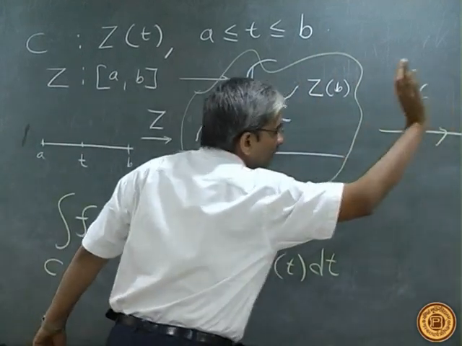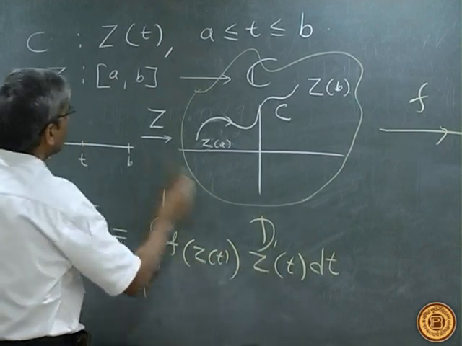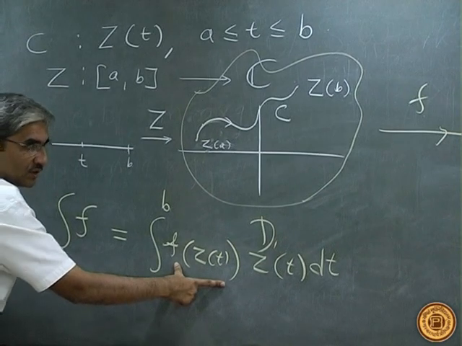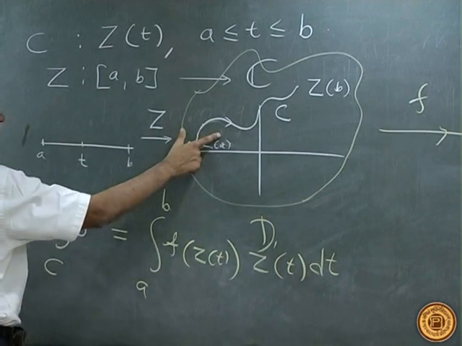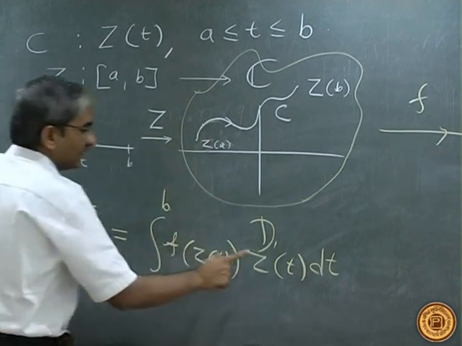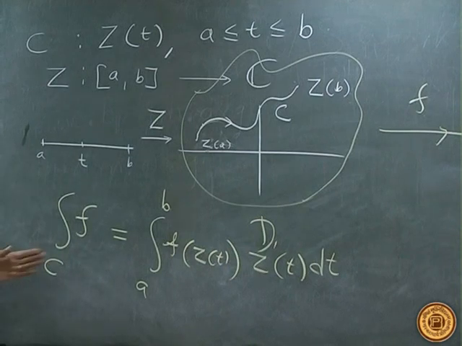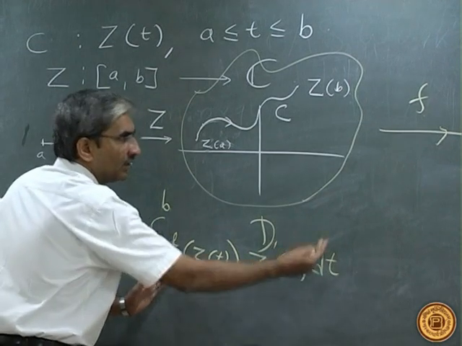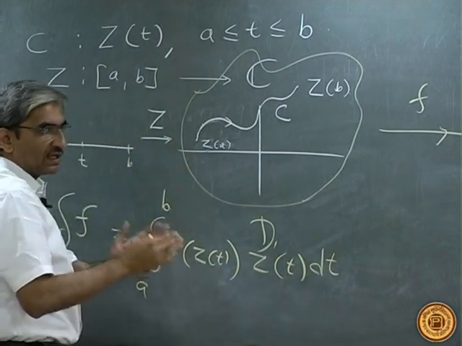So f of z(t) goes to C. The values f(z(t)) are complex, and z(t) is also complex valued. So this function is a complex valued function of a real variable t. Also z'(t) is therefore a complex valued function of a real variable t. So this is an integral of a complex valued function of a real variable t, which we learned initially. This is like w(t), which is u(t) + i v(t).